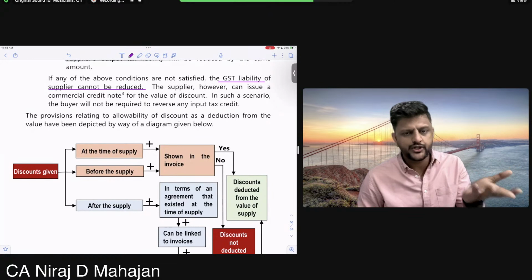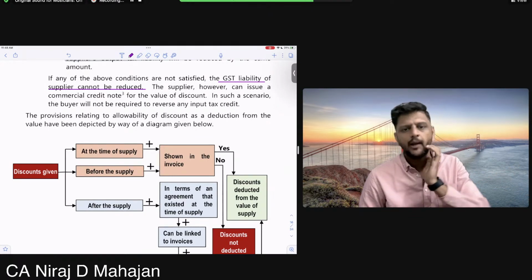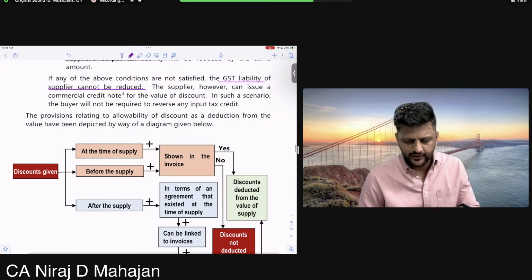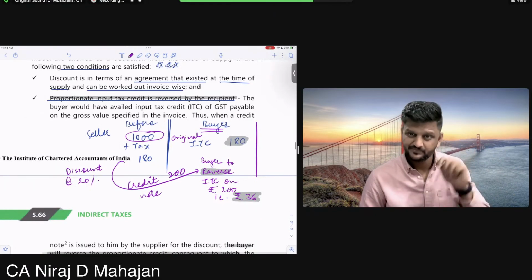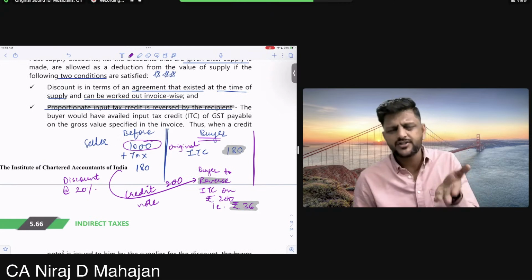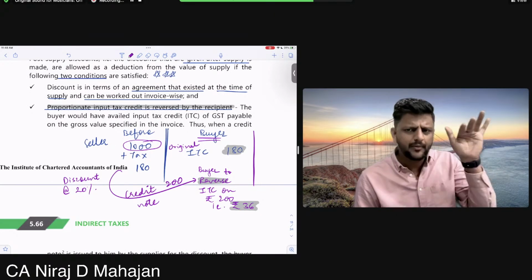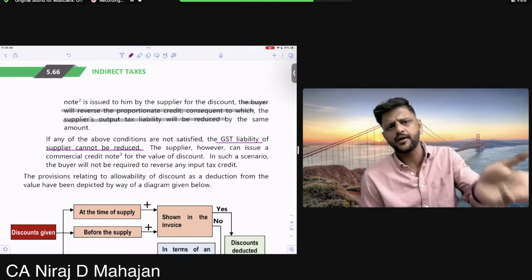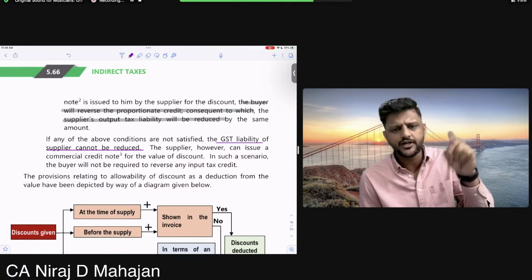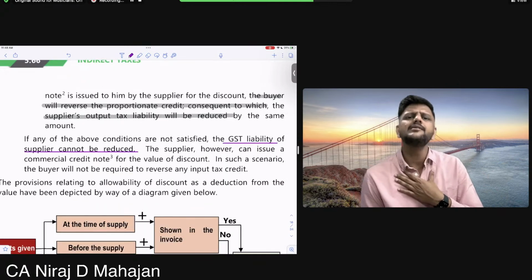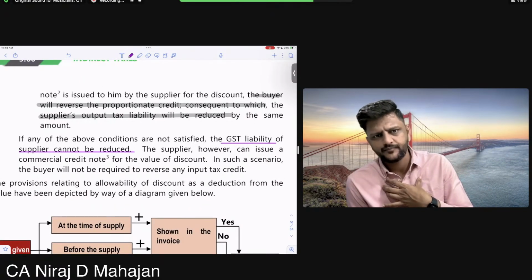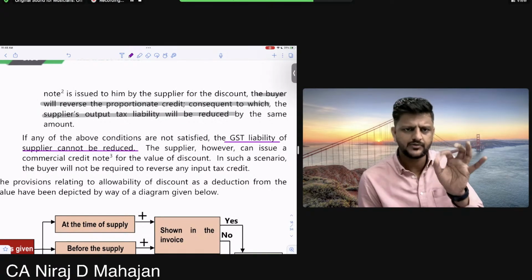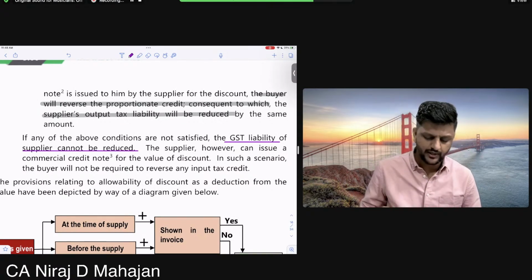If you want to issue a credit note and you want the supplier's liability to be reduced, then you have to follow all the conditions like above. Fine till here? But if any of the conditions are not followed, then your liability will not be reduced. But you can still issue a credit note. Nobody can stop you from issuing a credit note. But that will not result in reduction of the supplier's liability. A normal credit note can be issued. That is why they are using the word commercial credit note.